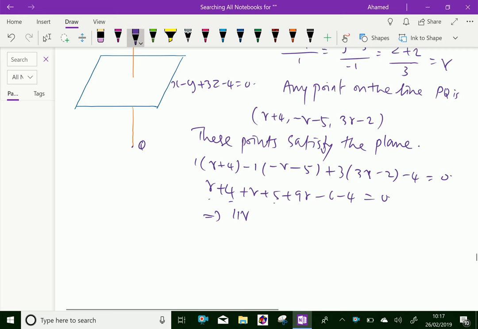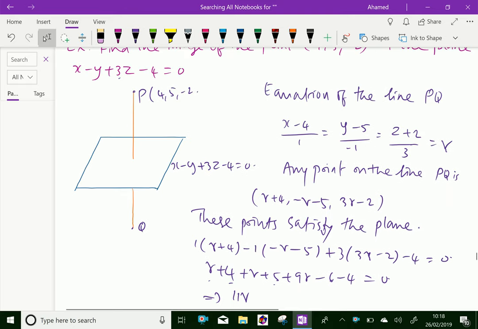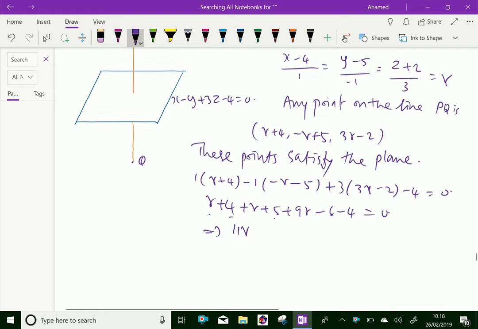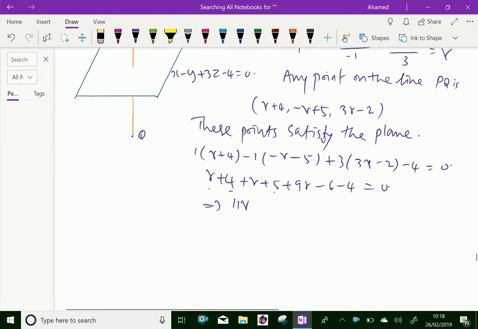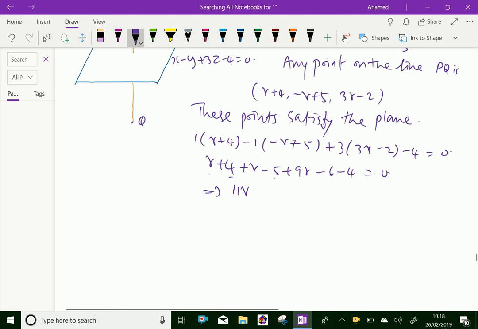4 minus 5 is minus 1, minus 1 minus 6 is minus 7, minus 7 minus 4 is... wait, this is minus r plus 5, not minus 5 here. Therefore, you can see that it is plus 5 here. Then you can see 4 plus 5 is 9, 9 minus 6 is 3, 3 minus 4 is minus 1, so 11r minus 11 equals 0.